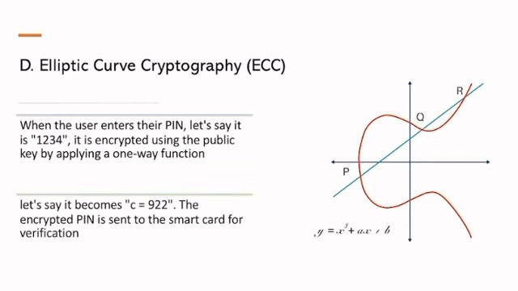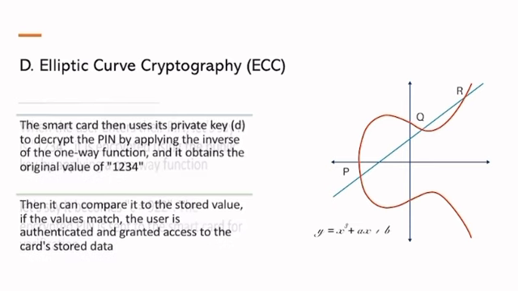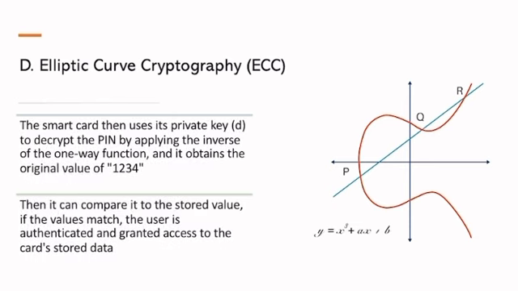When the user enters their PIN, let's say it is 1234, it is encrypted using the public key by applying a one-way function. Let's say it becomes ciphertext 922. The encrypted PIN is sent to the smart card for verification. The smart card then uses its private key to decrypt the PIN by applying the inverse of the one-way function, and it obtains the original value 1234. Then it is compared to the stored value. If the value matches, the user is authenticated and granted access to the card's stored data.